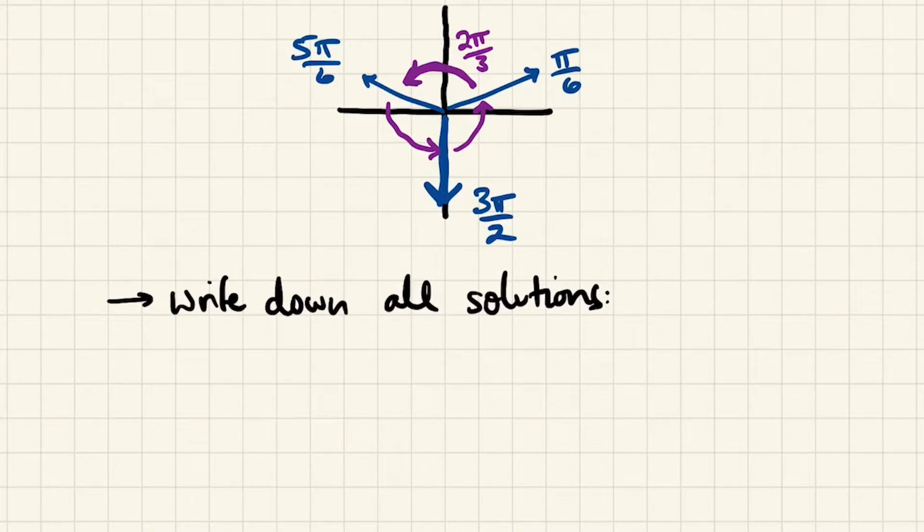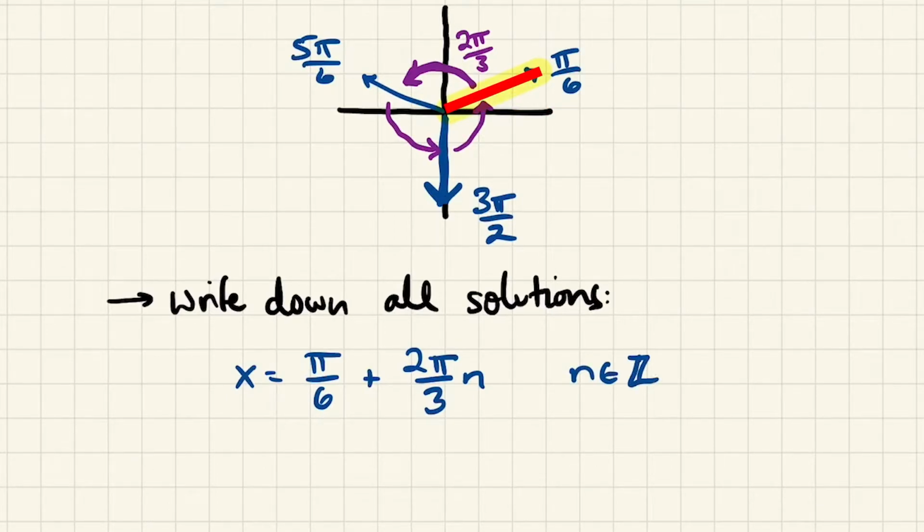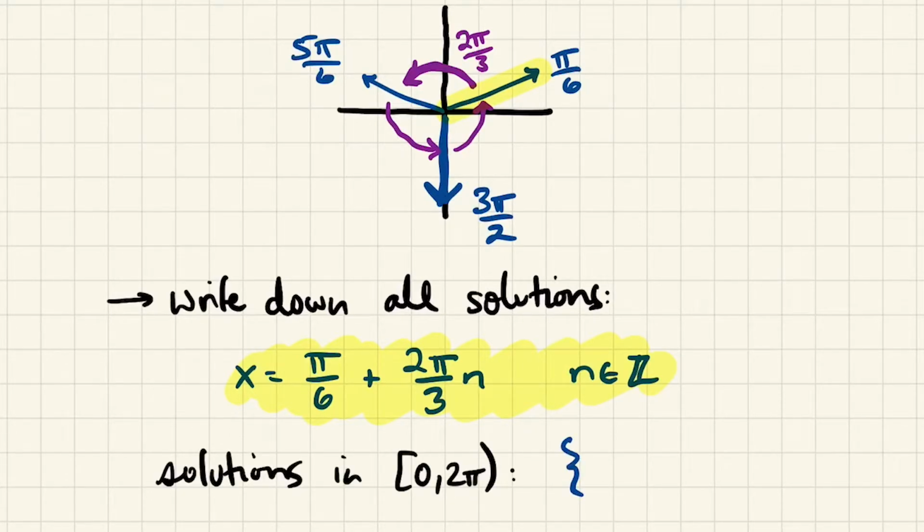which means we can actually collapse this into a single statement by just grabbing the most primitive solution, which would be pi over 6, and simply saying that x is pi over 6 plus a multiple of 2 pi over 3, stipulating, of course, that n is an integer. And if the question asked for solutions only in 0 to 2 pi, well, we can see that that would be pi over 6, 5 pi over 6, and 3 pi over 2.